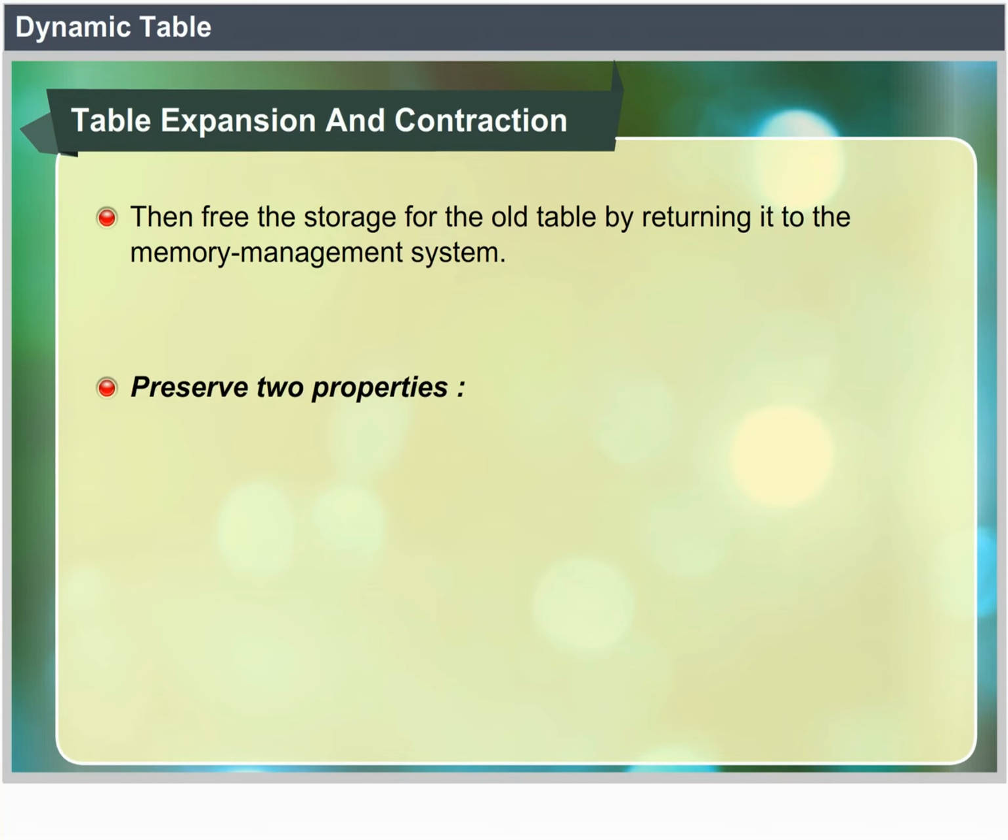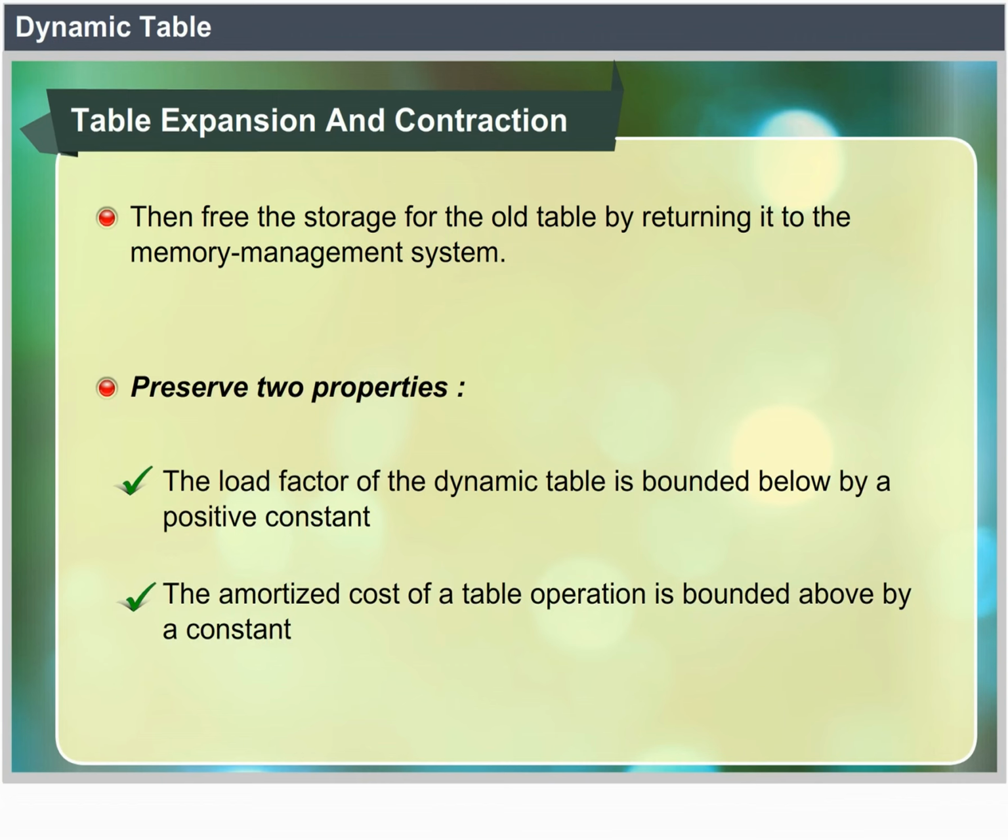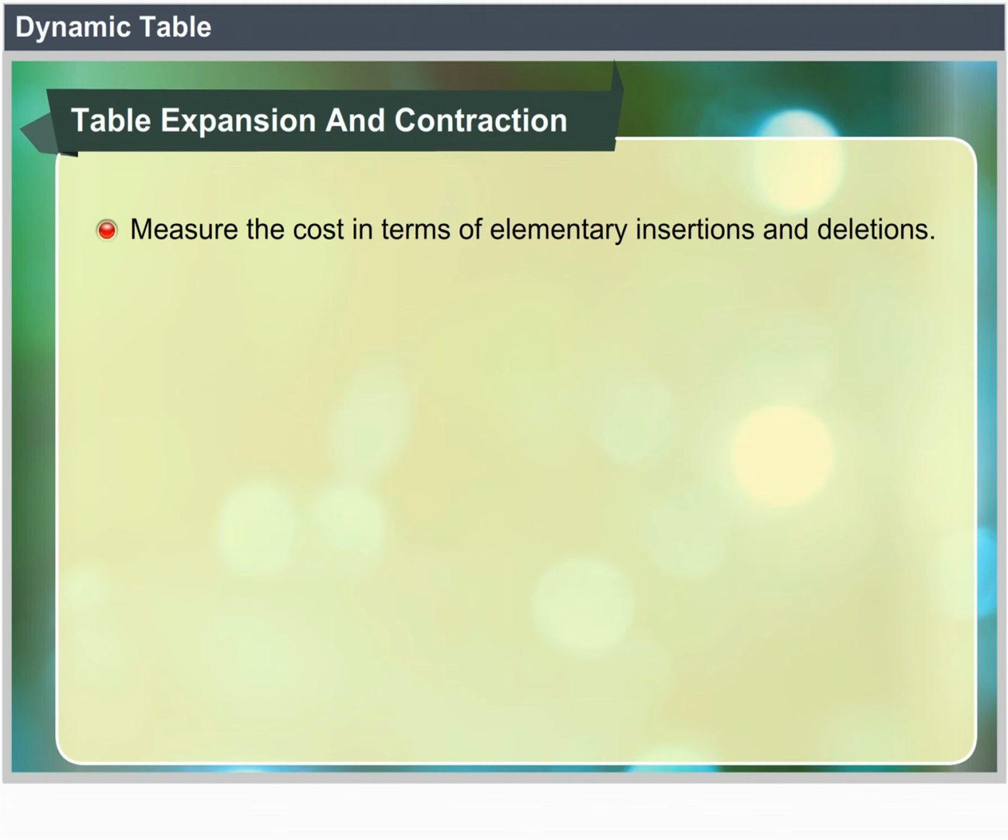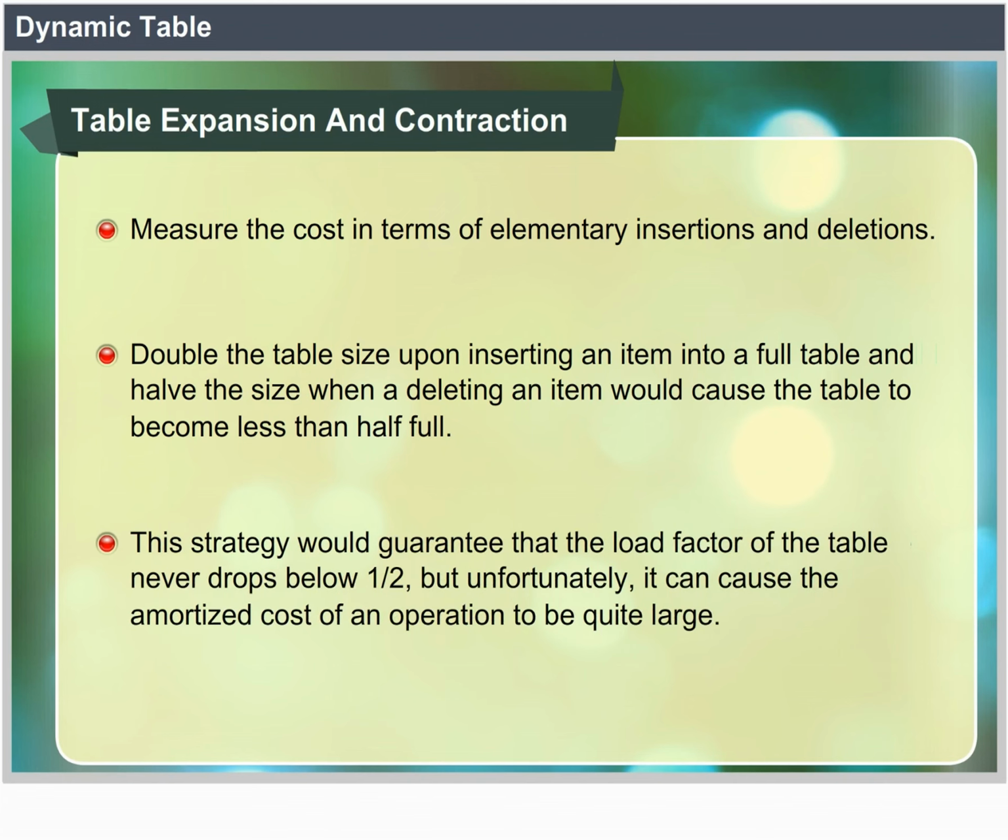Preserve two properties. The load factor of the dynamic table is bounded below by a positive constant. The amortized cost of a table operation is bounded above by a constant. Measure the cost in terms of elementary insertions and deletions. Double the table size upon inserting an item into a full table and halve the size when deleting an item would cause the table to become less than half full. This strategy would guarantee that the load factor of the table never drops below 1/2, but unfortunately can cause the amortized cost of an operation to be quite large.